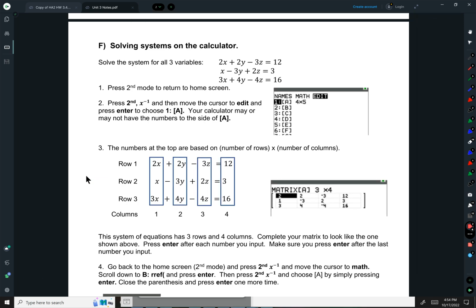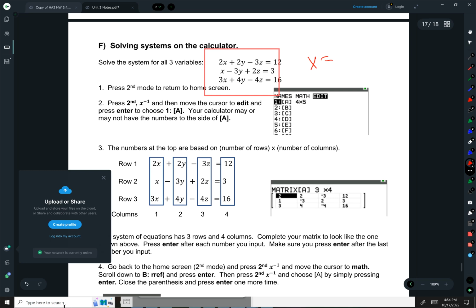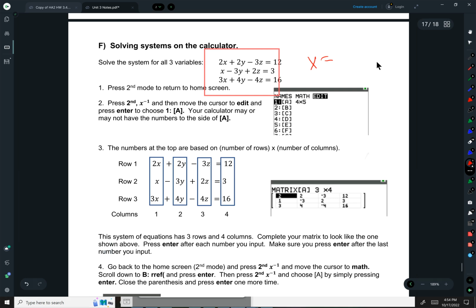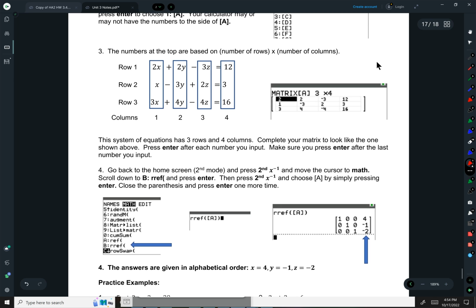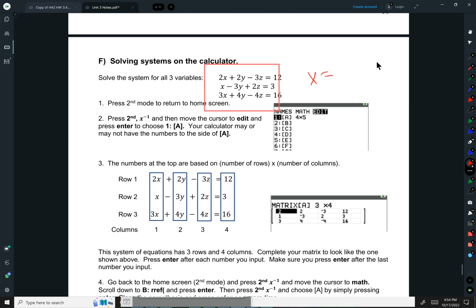So the solution to that whole system would be for me to say x equals 4, y equals negative 1, and z equals negative 2. So that's the solution. Okay, hope that video helps to solve a system of equations.